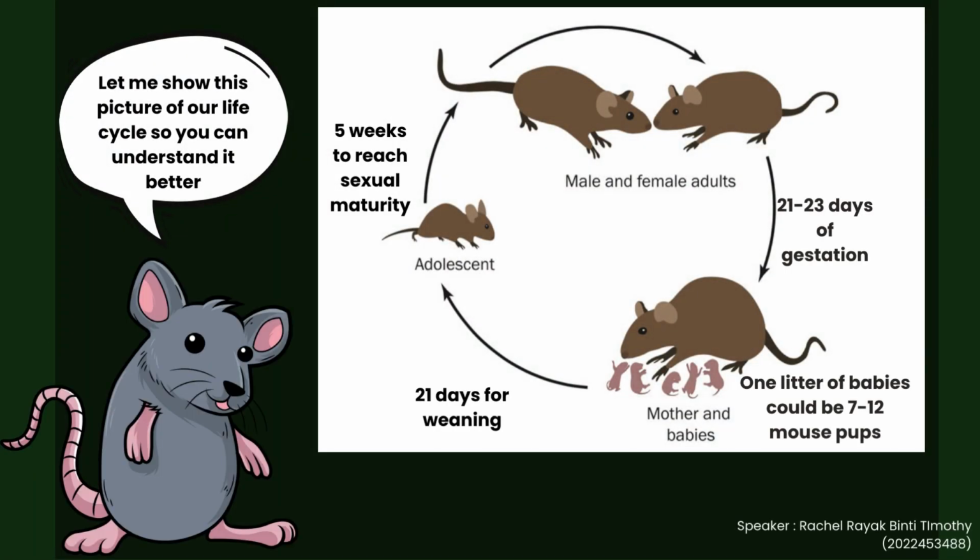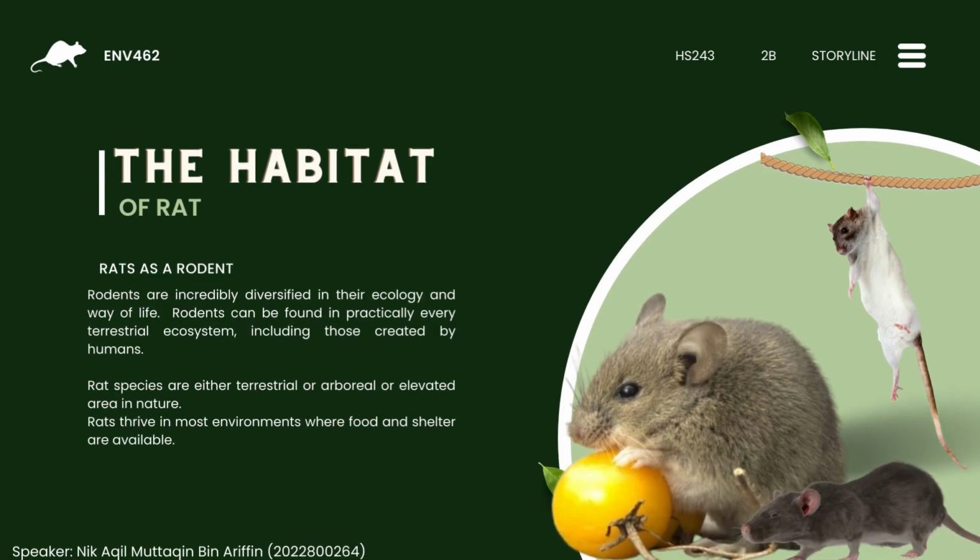Next, in the same storyline, the mouse will show the picture of a mouse life cycle. Some extra explanation is already added to the picture. The mouse will act like it wants to present the picture to the audience. It's going to say something like, "Let me show you this picture of our life cycle so you can understand it better." The next storyline is the habitat of a rat.